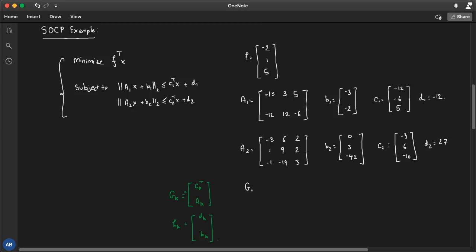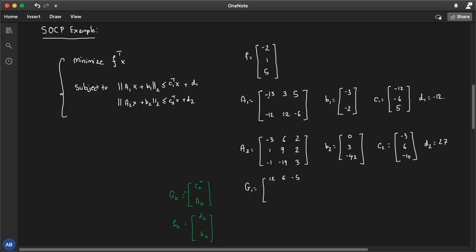So G1 is minus C1 transpose, then A1. So minus C1 transpose is going to be, first of all, what is C1 transpose? It is minus 12, minus 6, and 5. Then minus C1 transpose would be 12, 6, and minus 5. So 12, 6, and minus 5. Now let's stack beneath this vector the A1. Actually, it's minus A1 because we've got a minus here, okay?